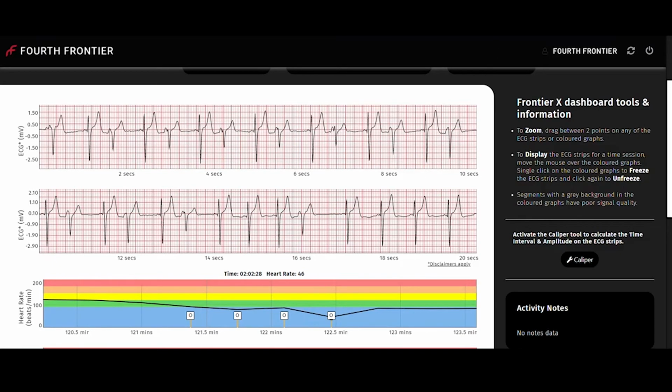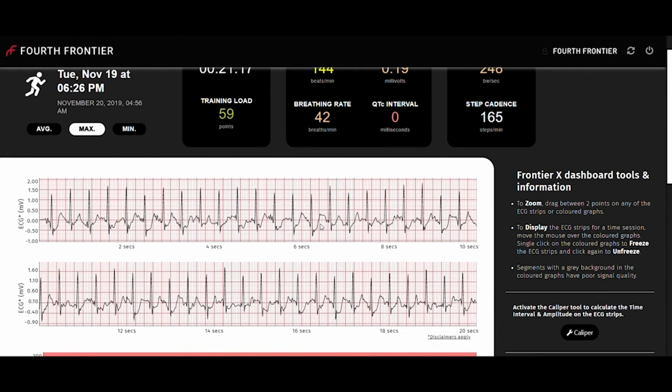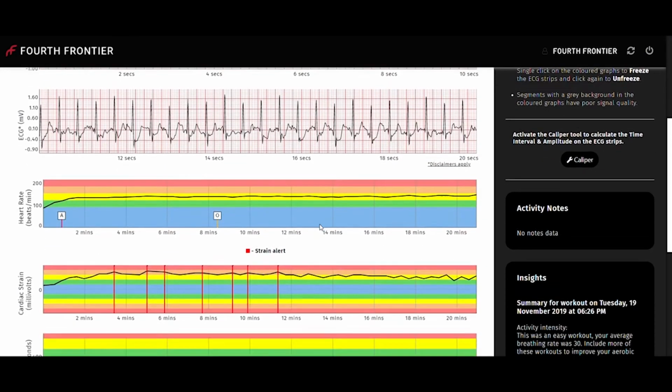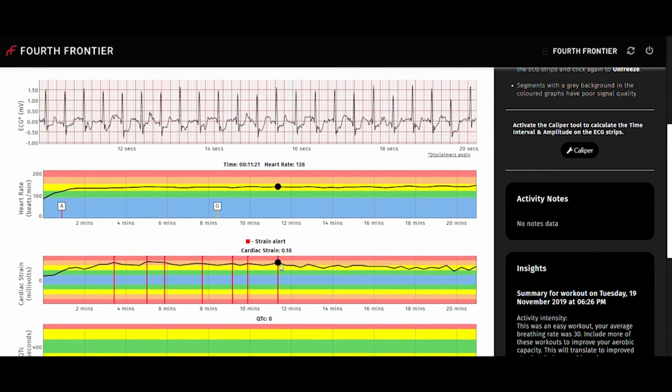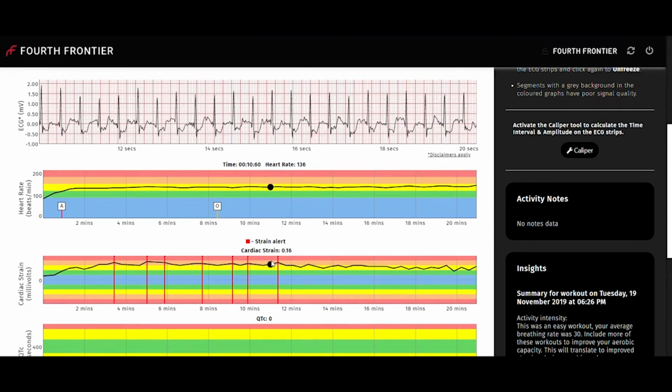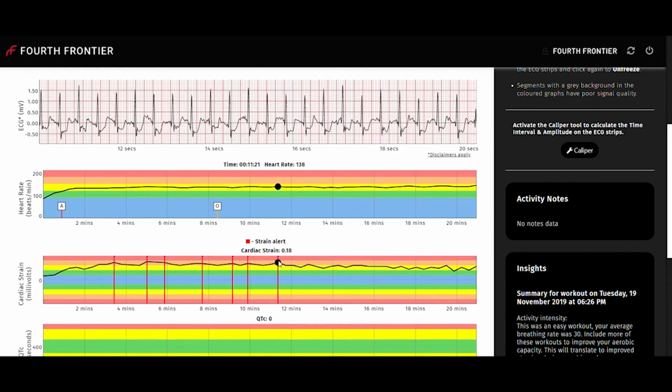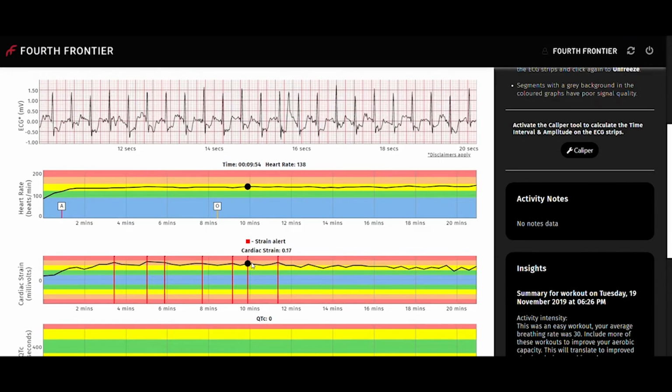Another person who used the device was actually suffering from high cardiac strain. And this individual had set their cardiac strain alert for 0.17 millivolts, so that every time they would exceed this, they would get a double buzz. And these are the points where this person got a double buzz.